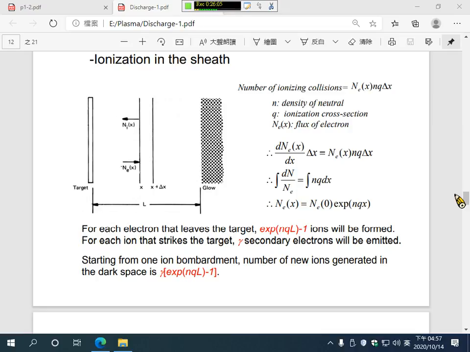So from this model, we need to know this number. We need a condition so that this equation, gamma times exponential NQL minus 1, equals 1 or is larger than 1. If it is equal to or larger than 1, then you can keep a stable plasma discharge. Before the electron is lost to the negative glow, you can get newly supplied electrons from the cathode.